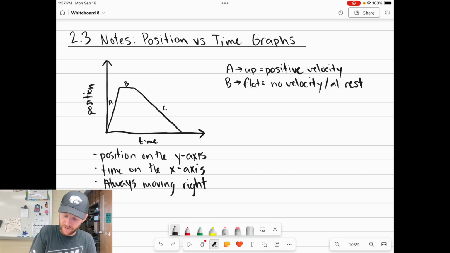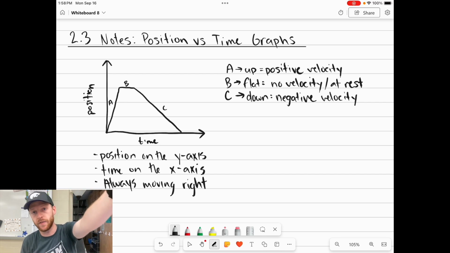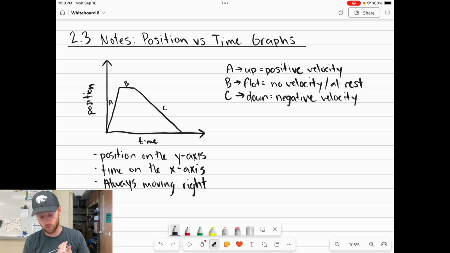And then the final section, C, would be when we are going down. And that is the opposite of up, which means I have a negative velocity. This is either walking backwards or moving backwards or trying to go back to your original position. So this would be like when we're all the way at the end of the football field, we're going back towards that goal line. And on all of these, the important information is the slope.